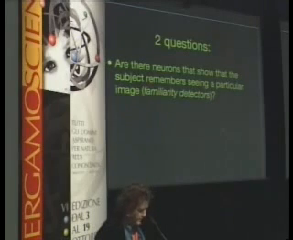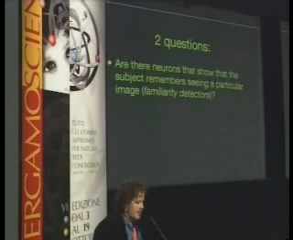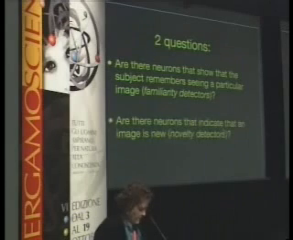So the first question we asked is whether there are neurons that change their activity from the first time that the subject saw the picture to the second time the subject saw the picture, and we call these neurons familiarity detectors. So are they saying, yes, I saw that picture before?